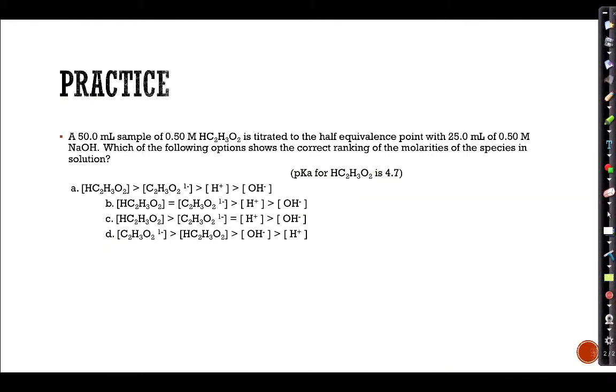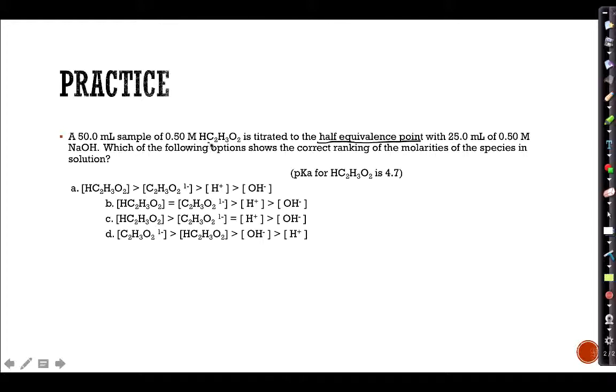All right, so when we're looking at this problem right here, it says that we have 50 milliliters of acetic acid titrated to the halfway equivalence point with 25 mL of sodium hydroxide. So which of the following options shows the correct ranking of the molarities? I'm not even going to bother doing any kind of math with this. I'm just going to think about it really quick, because if I know that I'm at the halfway equivalence point, I know a few things.